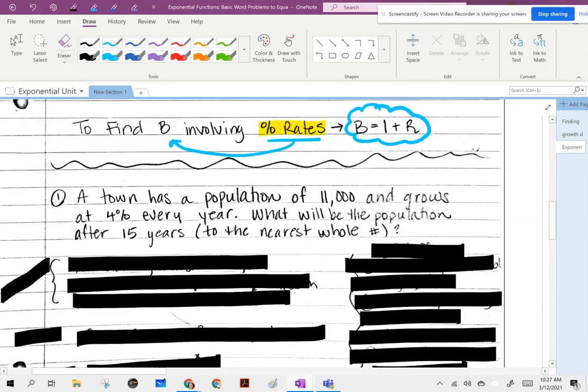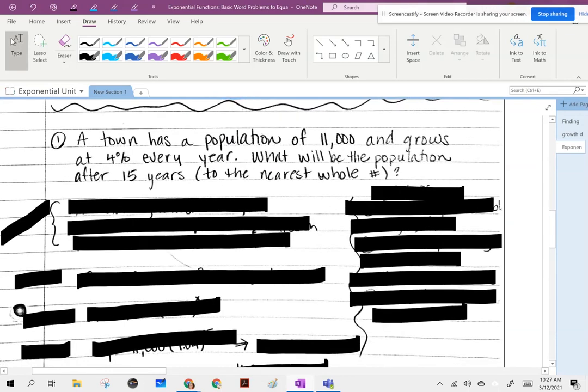So let's take, for example, number 1. A town has a population of 11,000 and grows at 4% every year. What will be the population after 15 years to the nearest whole number? Very important to learn how to mark up the text when it comes to word problems. So we've got some numbers and some context here.